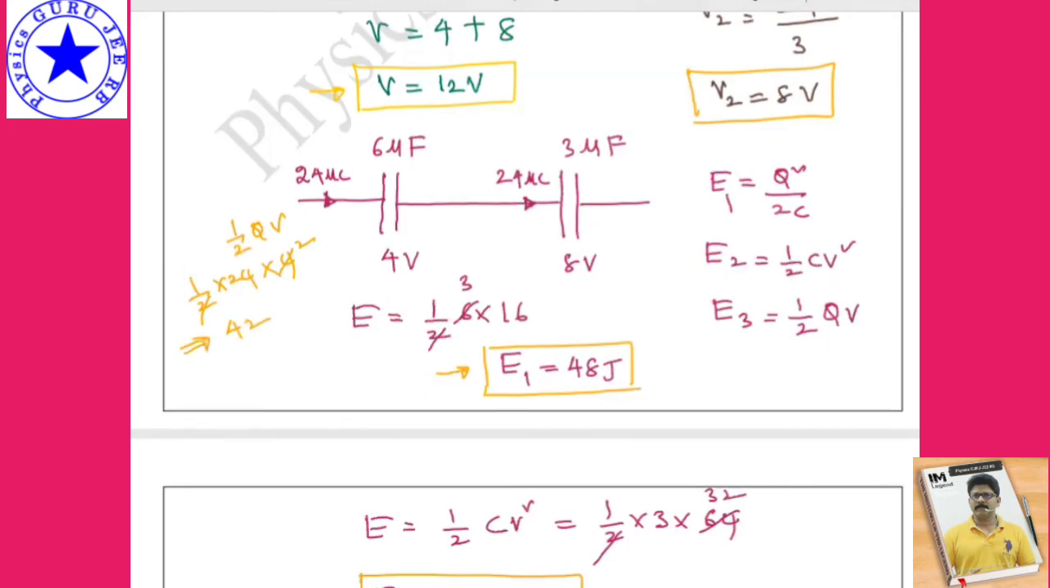Q squared by 2C also you can use, right? If I use Q squared by 2C, Q is 24 into 24 divided by 2 into C. C is how much? 6, right? Again, I am getting how much? 48. So this is nothing but 48. Here also 48. See, any formula we can use to get the answer.